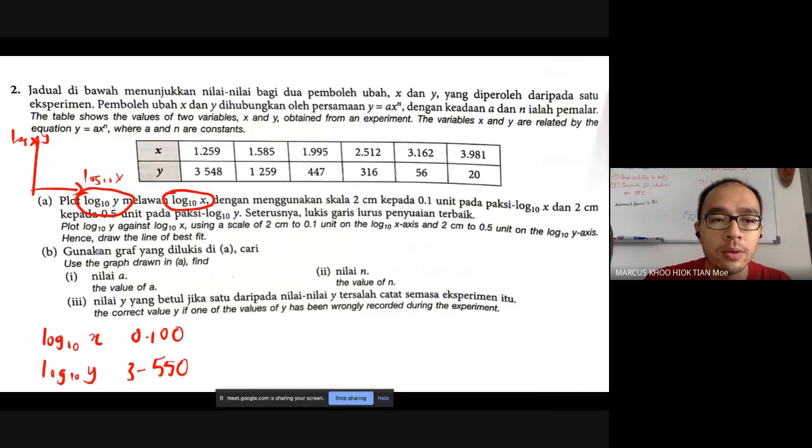So now question B is as always not the same thing. We use the graph, we find the value of A, value of N according to this, and then we find the correct value of Y if one of the values of Y has been wrongly recorded during the experiment. Okay, let's slowly do this.